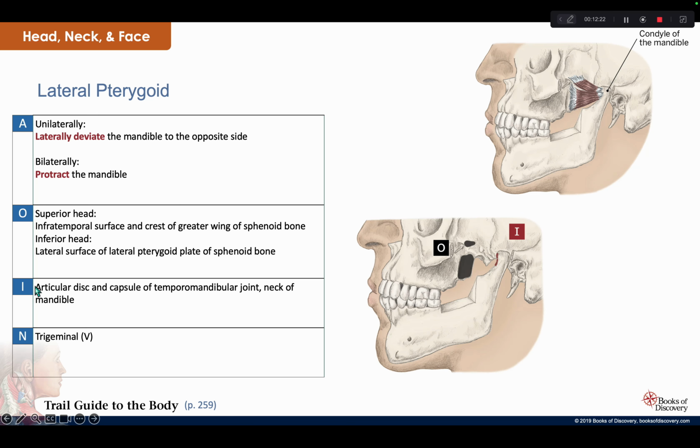All right. The insertion point. So these two muscles are going to run across and insert onto that mandible there. So they're going to call the articular disc and capsule of the temporomandibular joint. So there's going to be a joint capsule around this, ligaments. It's going to run and connect on there, and then the neck of the mandible. It's a fun muscle.